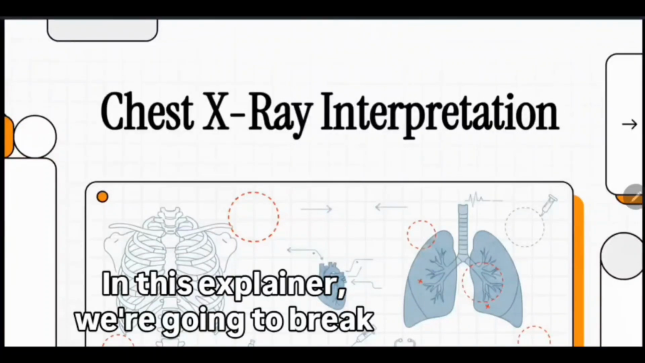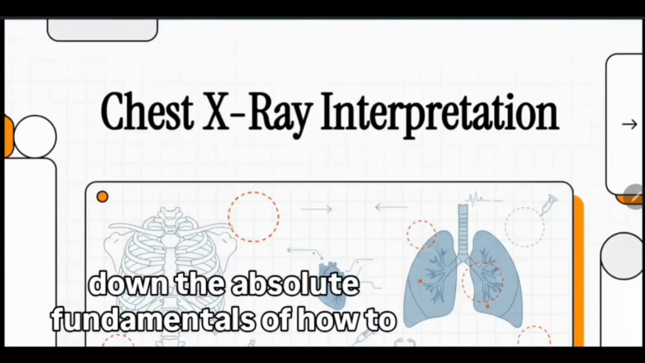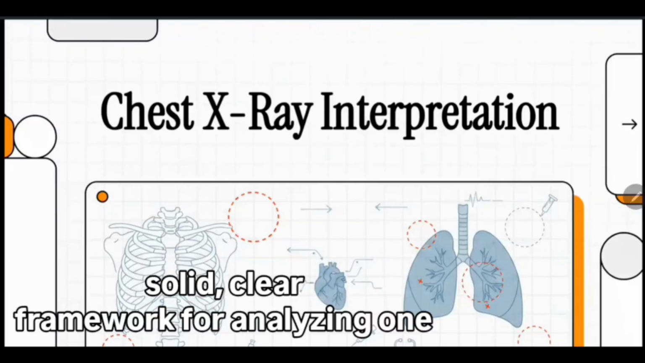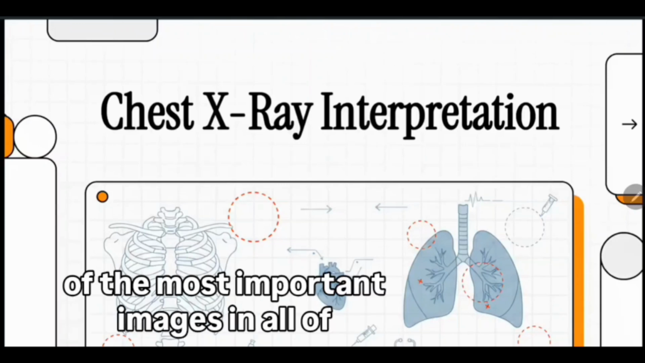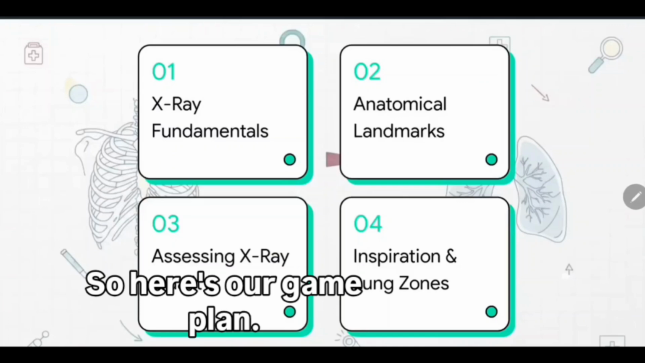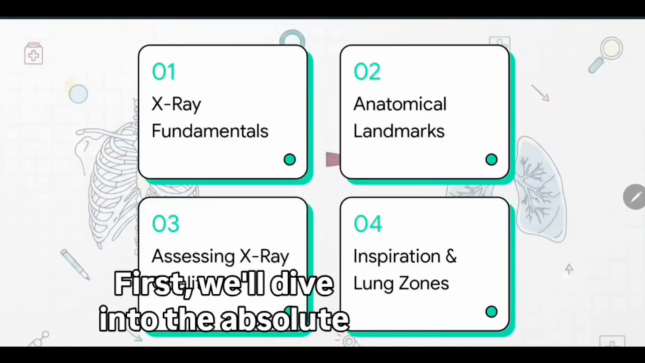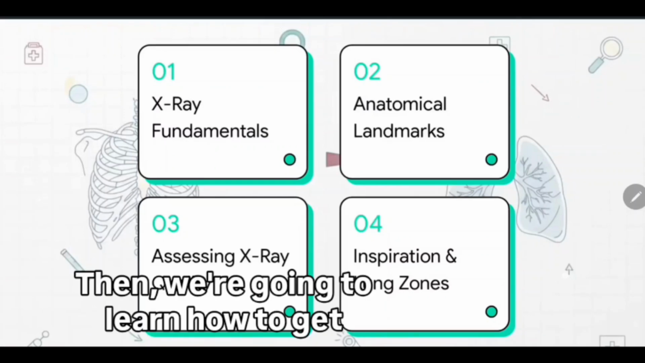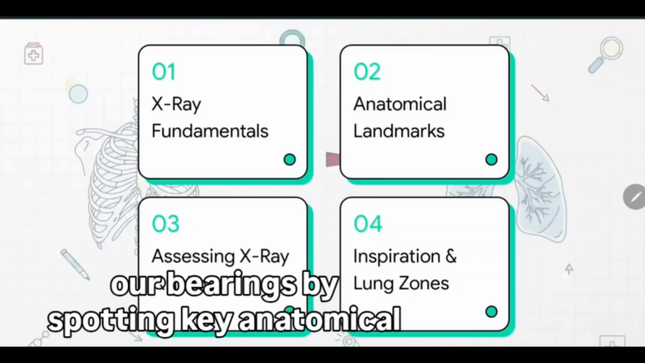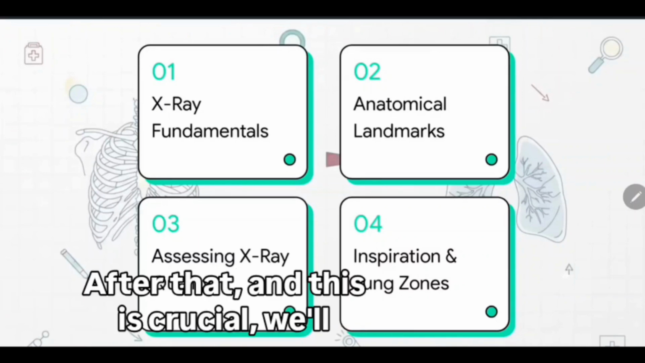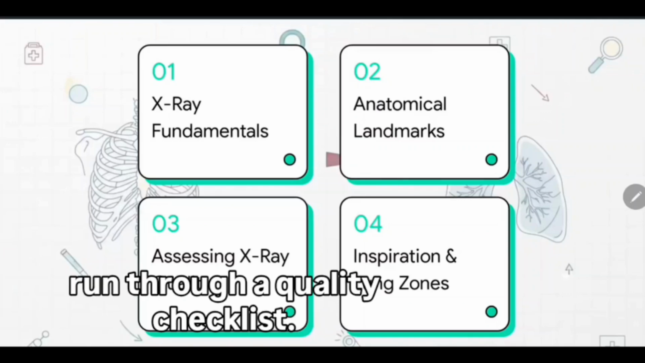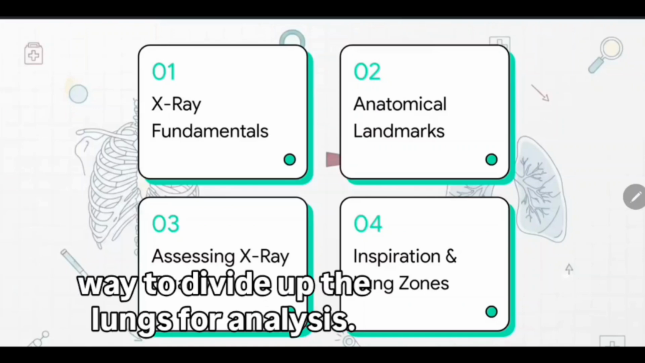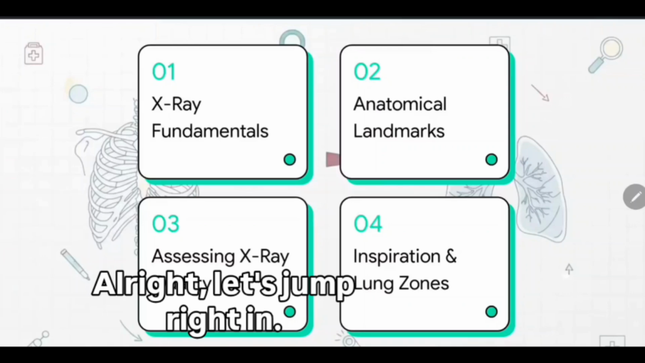In this explainer, we're going to break down the absolute fundamentals of how to read a chest X-ray. By the end of this, you'll have a solid, clear framework for analyzing one of the most important images in all of medicine. So here's our game plan. First, we'll dive into the absolute basics of how an X-ray image is even made. Then, we're going to learn how to get our bearings by spotting key anatomical landmarks. After that, and this is crucial, we'll run through a quality checklist. And finally, we'll learn a systematic way to divide up the lungs for analysis. All right, let's jump right in.